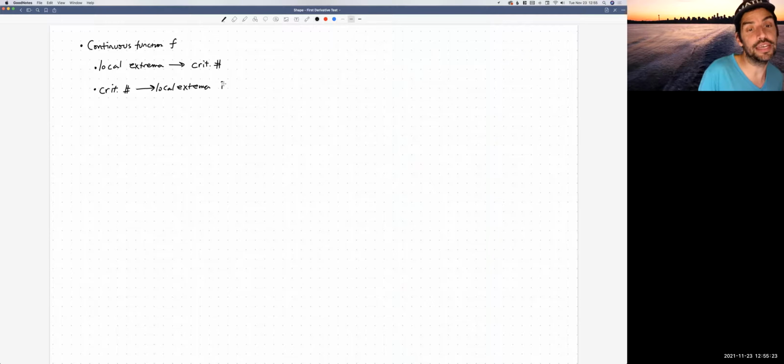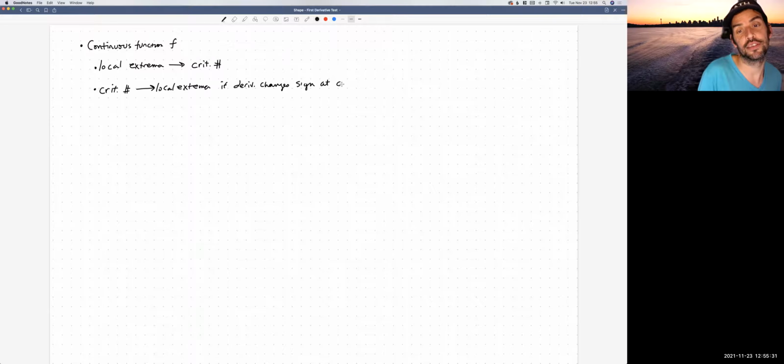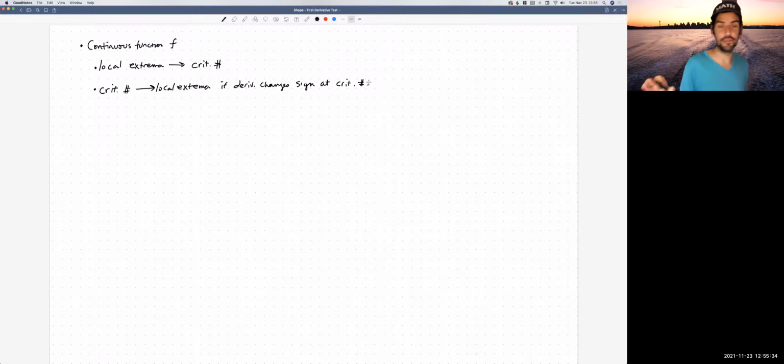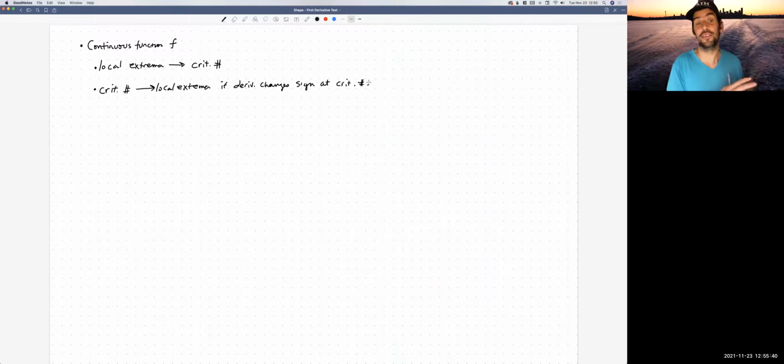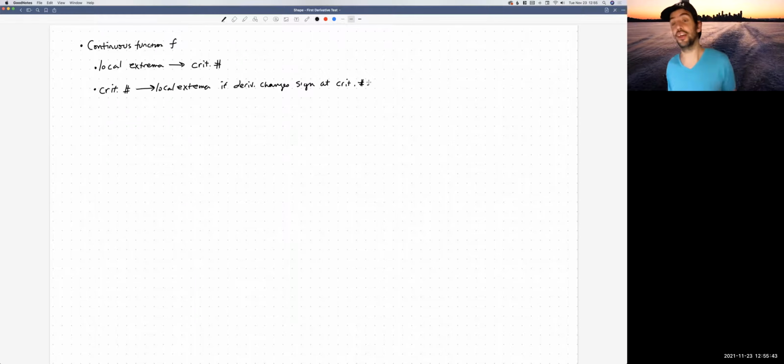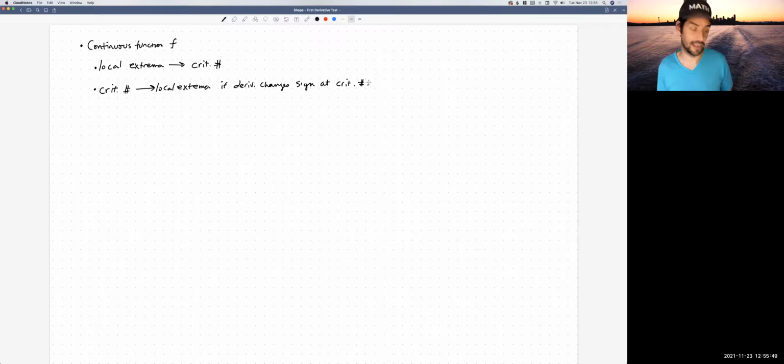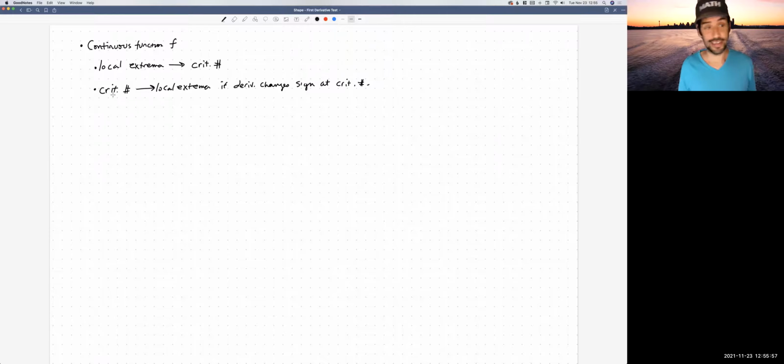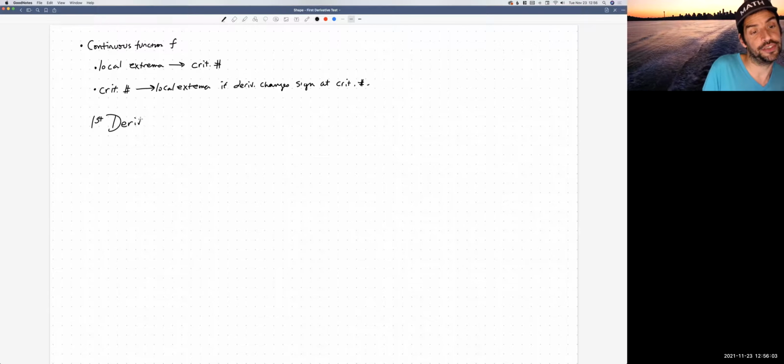This is true if the derivative changes sign at the critical number. What I mean by that, let's be very careful, is on one side of the critical number, on an interval on the left, the derivative has one sign, and on the other side, the derivative has another sign. It might not be defined at the critical number. We're just looking on either side, does the sign of the derivative change? And then we can determine that the critical number is a local extrema. If it doesn't change, it's not a local extrema. And this gives us what we call the first derivative test.